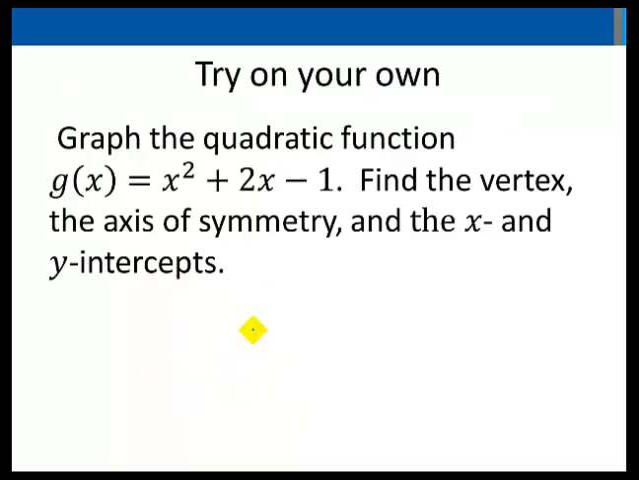Try this on your own. Graph the quadratic function g(x) = x^2 + 2x - 1. Find the vertex, the axis of symmetry, and the x and y intercepts.